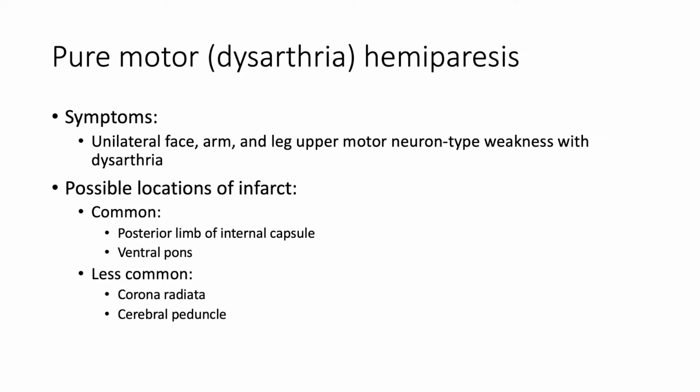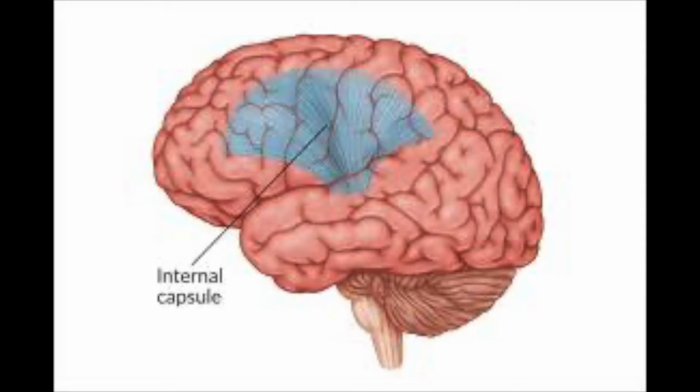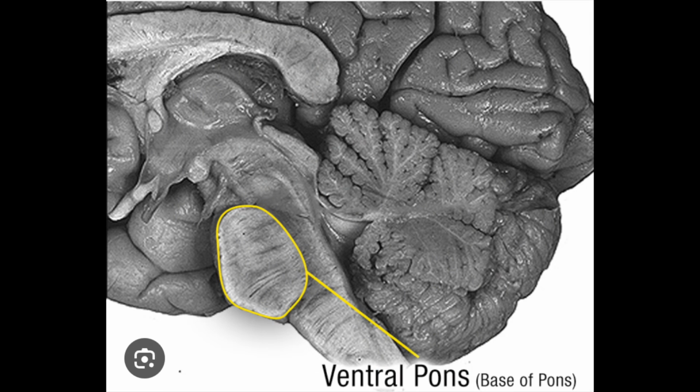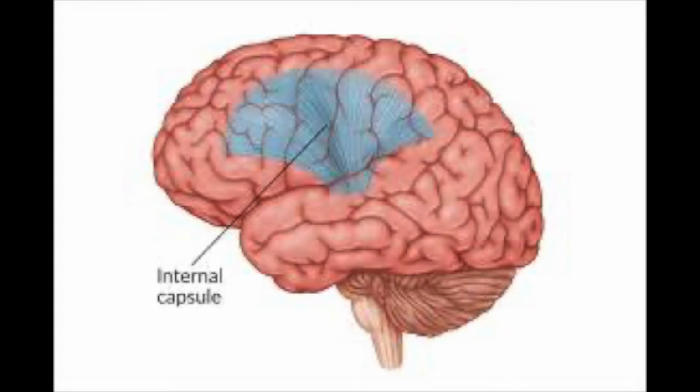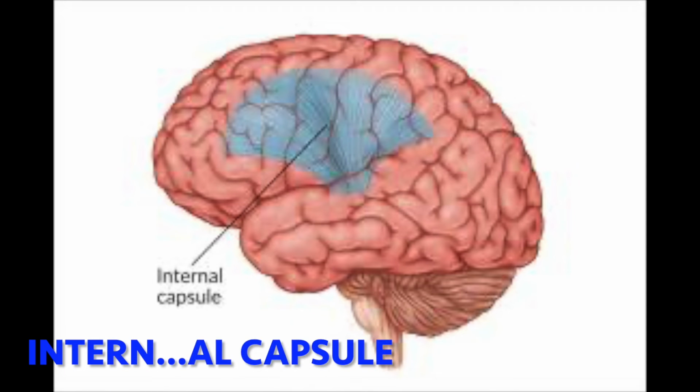The most common infarct locations for pure motor hemiparesis are the posterior limb of the internal capsule and the ventral pons. The internal capsule is a bundle of nerve fibers that runs between the thalamus and the basal ganglia. It consists of ascending sensory fibers that carry information from the thalamus to the cortex, and descending motor fibers that transmit signals from the cortex to the brainstem and spinal cord. I remember the internal capsule because I think of an intern running around and carrying messages for people.